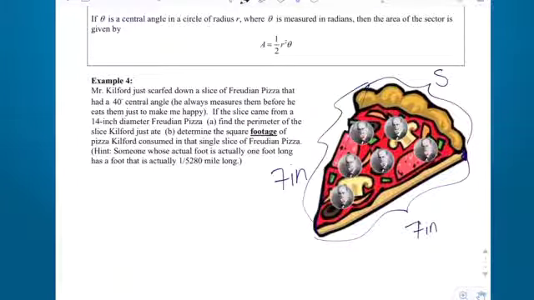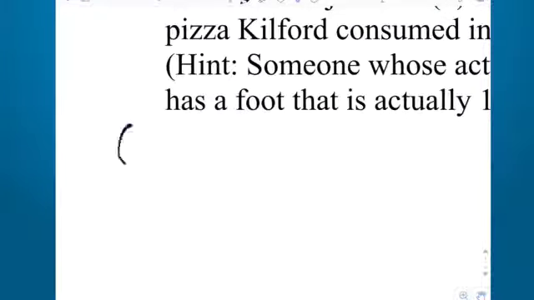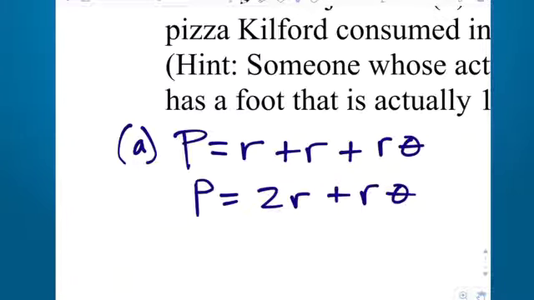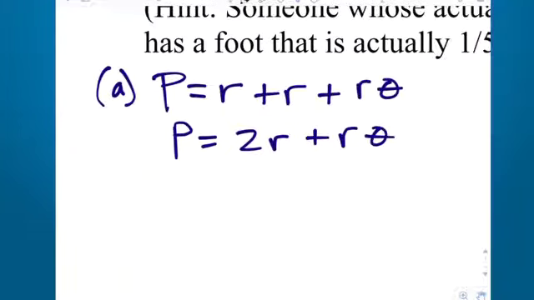So let's come over here and write an equation then for the perimeter. Call it part A. I'll use P for perimeter. In general, it's the radius plus the radius plus the r theta, which is the arc length, yes? So you can simplify that and call that 2r plus r theta. And if you want to factor out an r, you actually can. I'll leave it, though. So let's go ahead and plug in.